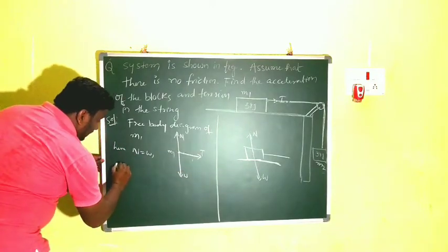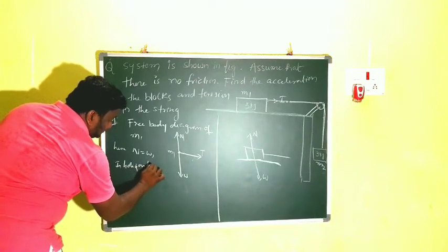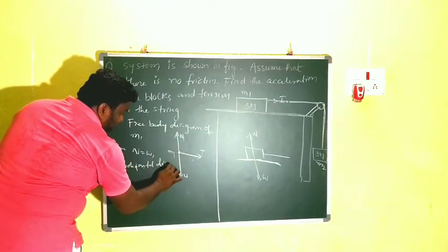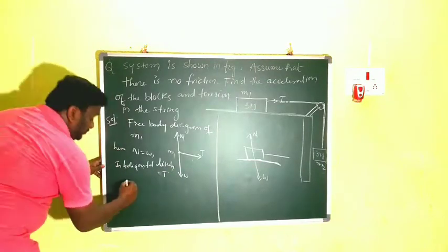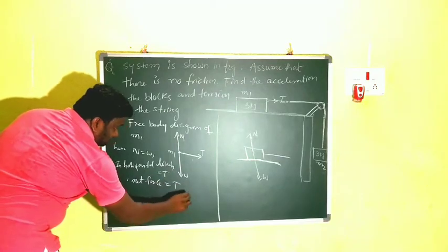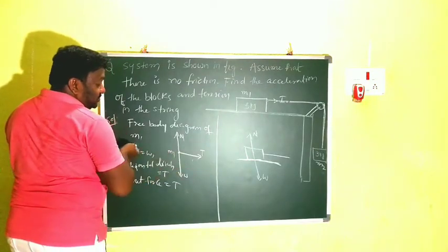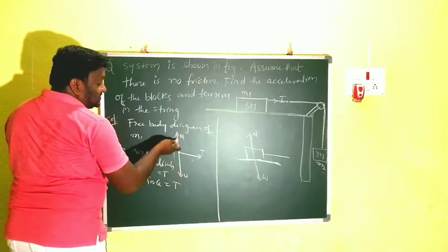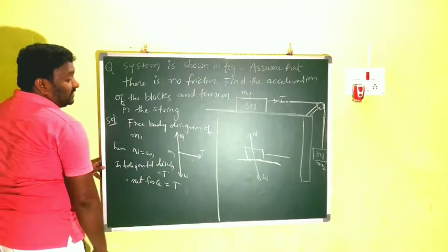That's why in the horizontal direction, what you have is equal to T. Therefore net force is equal to T. Only this force is acting, here there is no force and these two are cancelled. That's why T is the only net force. That's why net force is equal to T.